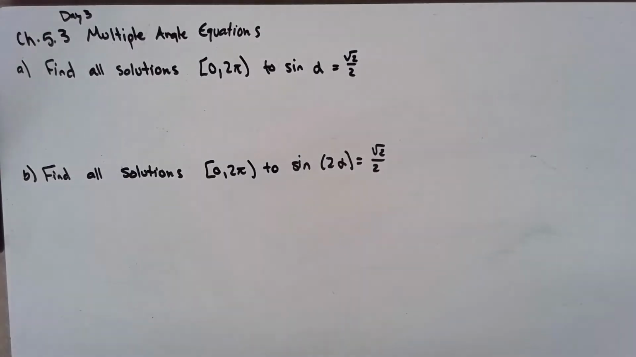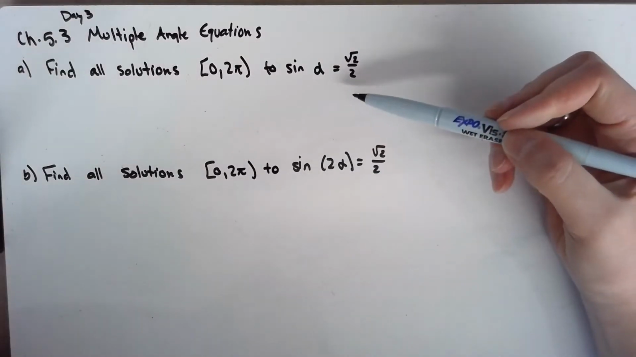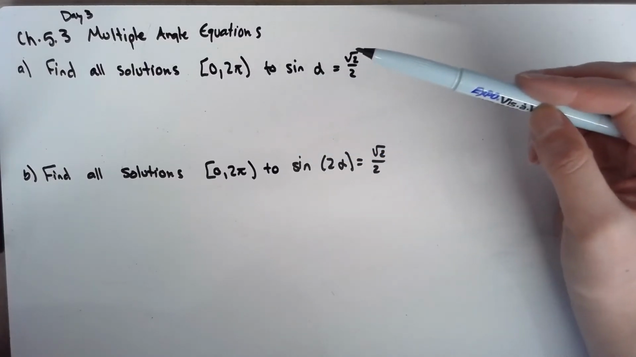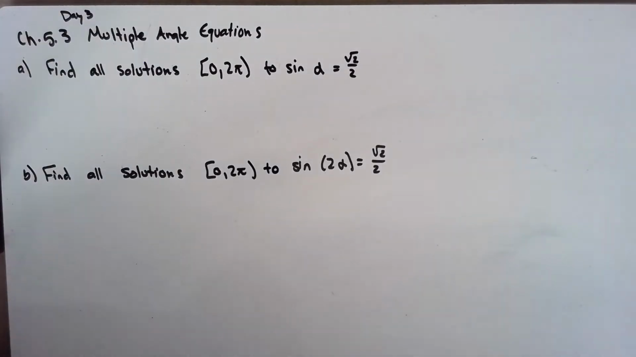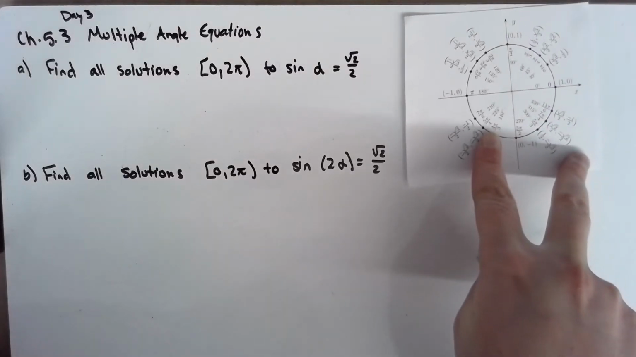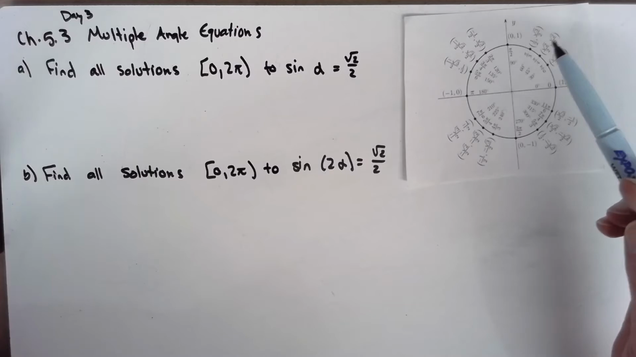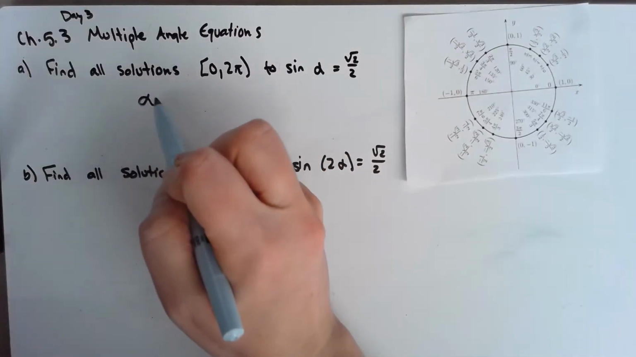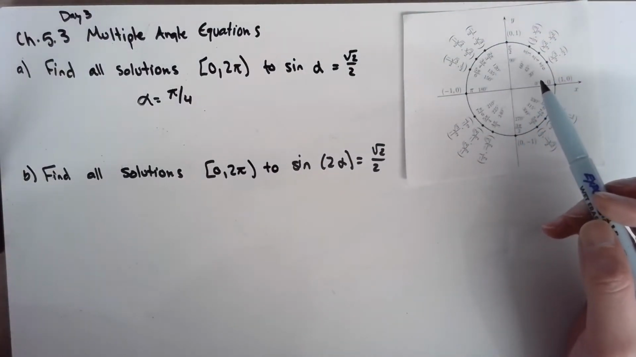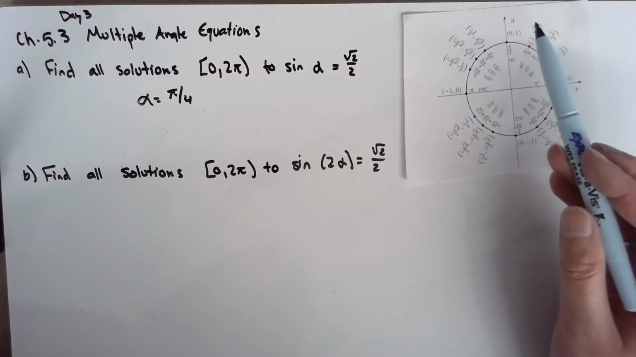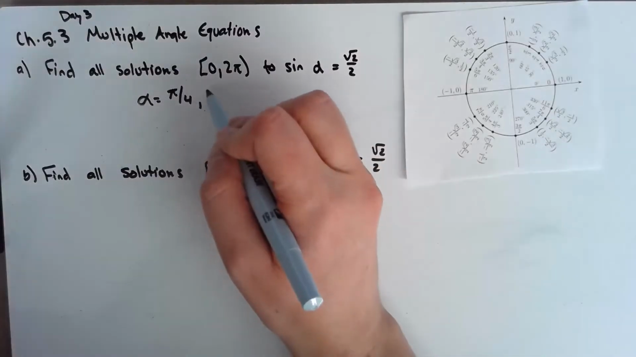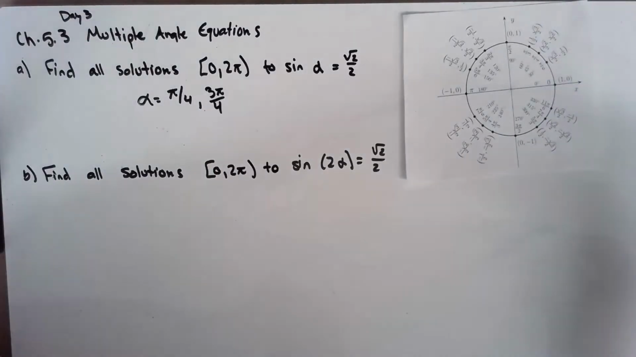So we saw something yesterday similar to A, where we have the interval between 0 and 2 pi, and we want to solve for sine alpha equals square root 2 over 2. So if it was on our unit circle, we grabbed our unit circle and we looked where sine is square root 2 over 2, which is at pi fourths. So we'd say alpha equals pi fourths. And we know there's another spot where sine is square root 2 over 2, and that would be at 3 pi fourths.